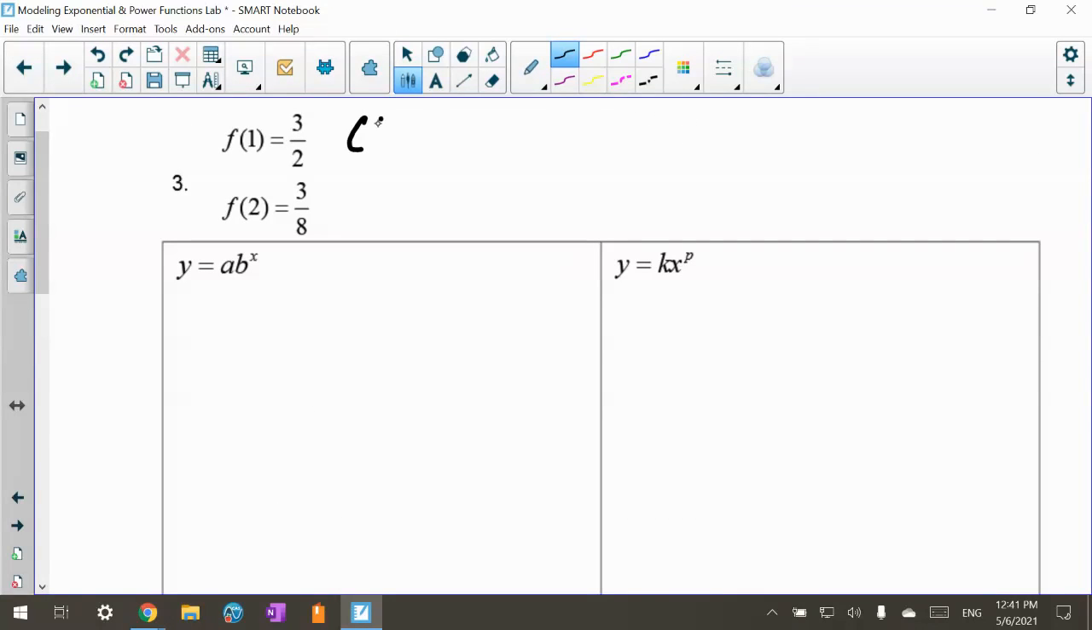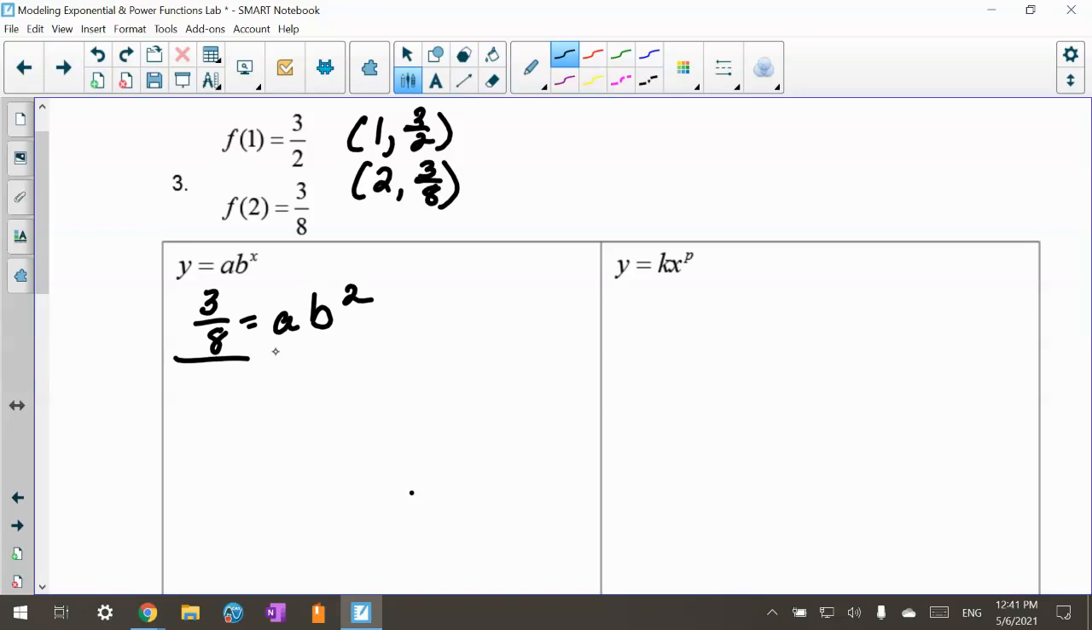Okay? So I have my 2 points, 1, 3/2, and 2, 3/8. And what I'm going to do is the same thing. So I have y equals ab to the x. So I'm going to do 3/8 equals ab squared, divide, because it's a ratio. And when I put in the other one, I have 3/2 equals ab to the first. Then these cancel out. And when I do this, I'm dividing, so I subtract. So I have b to the first comes out to be 3/8 divided by 3/2, which comes out to be 1/4. So that's nice. So b is 1/4, okay?